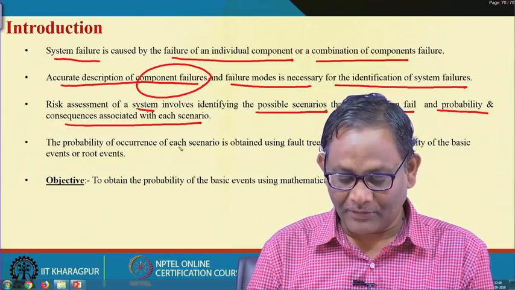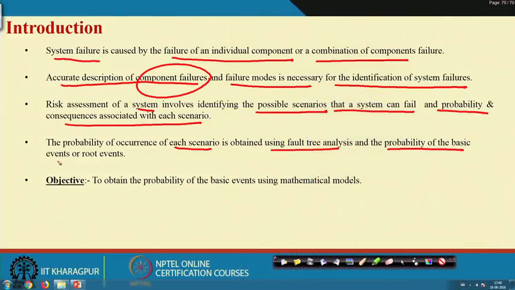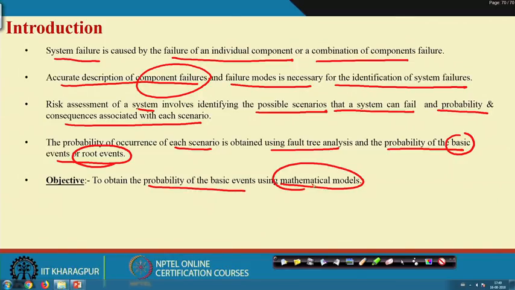So, the probability of occurrence of each scenario is obtained using fault tree analysis, and the probability of the basic events or root events. So, what is our objective? Objective is to find out the probability of basic events using mathematical models. Okay, it is not a conceptual model or graphical model, it is a mathematical model.